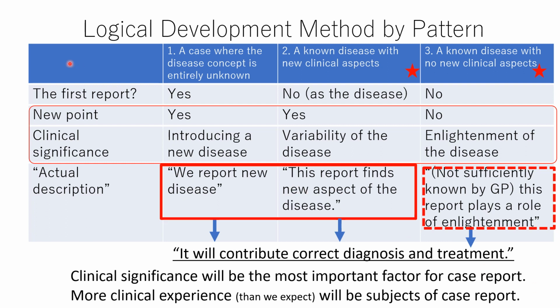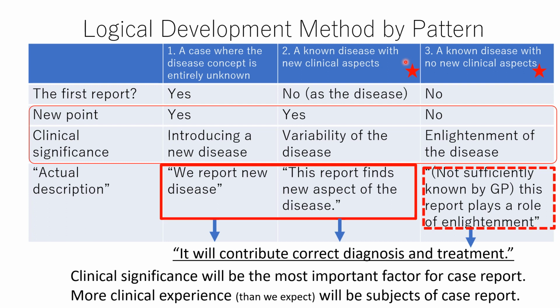Here I show the logical development method by pattern. Generally, you will have three patterns. Pattern 1 is a case where the disease concept is entirely unknown. Pattern 2 is a known disease with new clinical aspects. Pattern 3 is a known disease with no new clinical aspects. Mostly, you will see pattern 2 and 3.